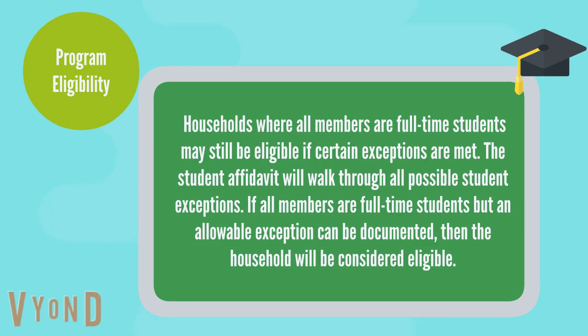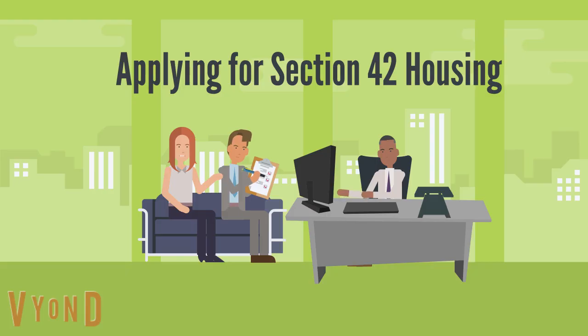So households where all members are full-time students may still be eligible if certain exceptions are met. The student affidavit will walk through all possible student exceptions, and if all members are full-time students, but an allowable exception can be documented, then the household will be considered eligible.